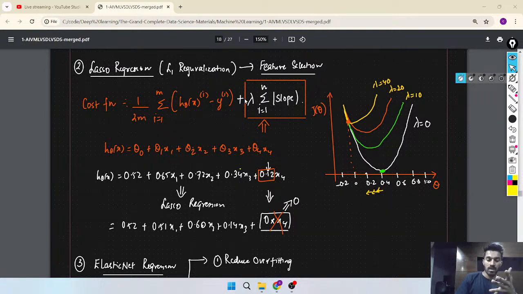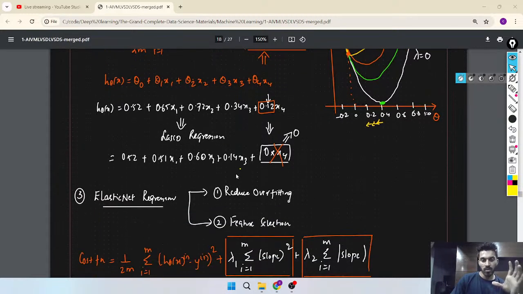The first aim of applying lasso regression is to reduce overfitting, and the second benefit is feature selection. Now comes how feature selection works and how overfitting will be reduced. Lambda, we already know, is a hyperparameter you can change at the time of training, and this is the lambda times the mod of slope. So how does the mod of slope work?